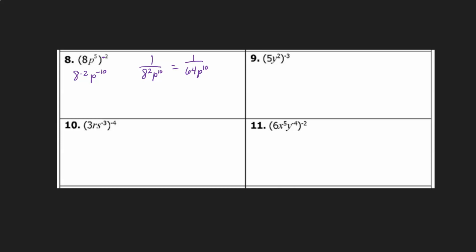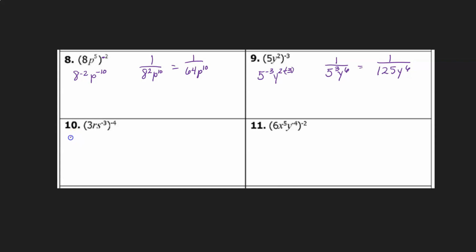Let's do number 9. I have 5 to the negative 3rd, y to the 2 times negative 3 power. So I have 1 over 5 cubed y to the 6th. So 5 cubed is 125 y to the 6th. So 1 over 125 y to the 6th.